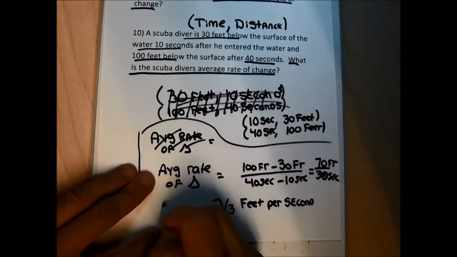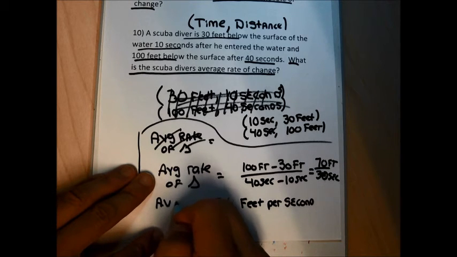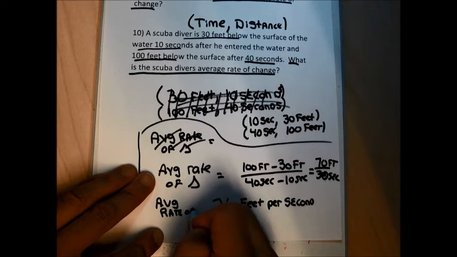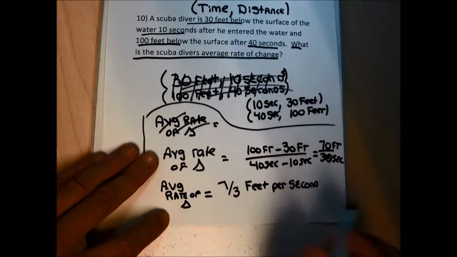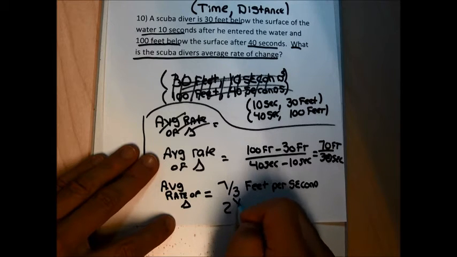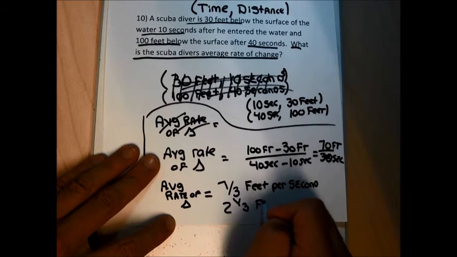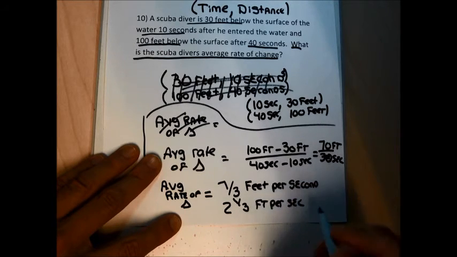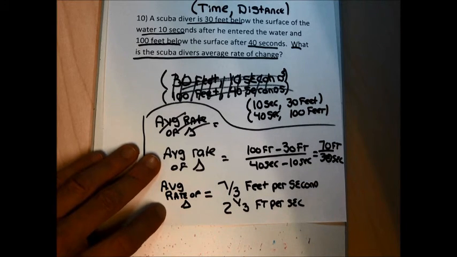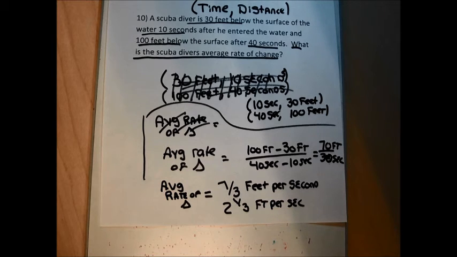So my average rate of change is 7/3 feet per second, or you could say it's 2 1/3 feet per second would be fine too. And you can even do 2.33 feet per second. But that makes more sense to me, that I'm moving at 2 1/3 feet per second.